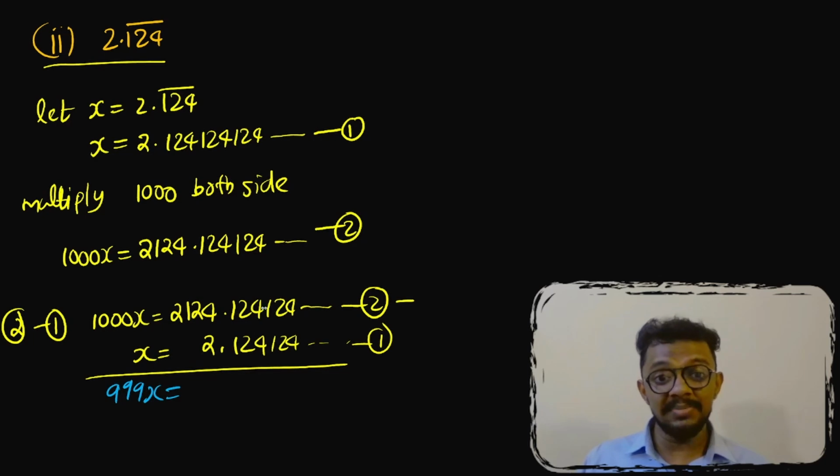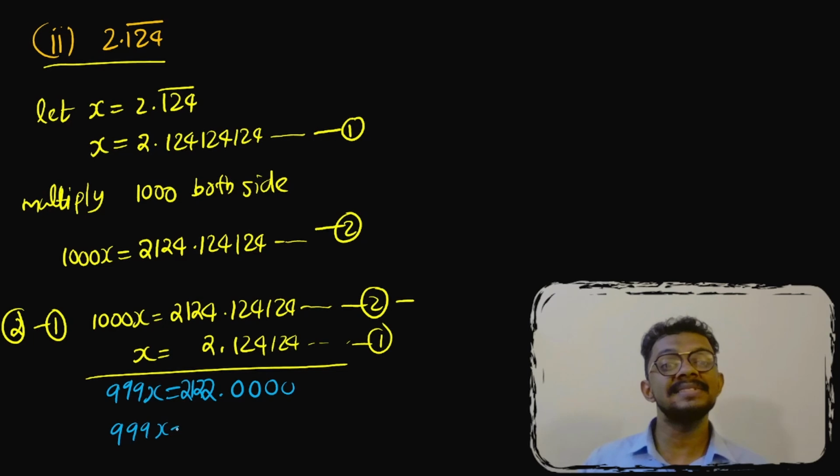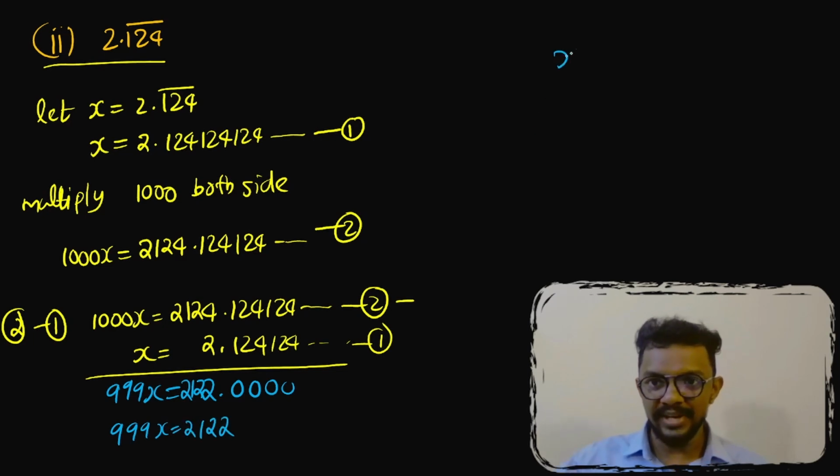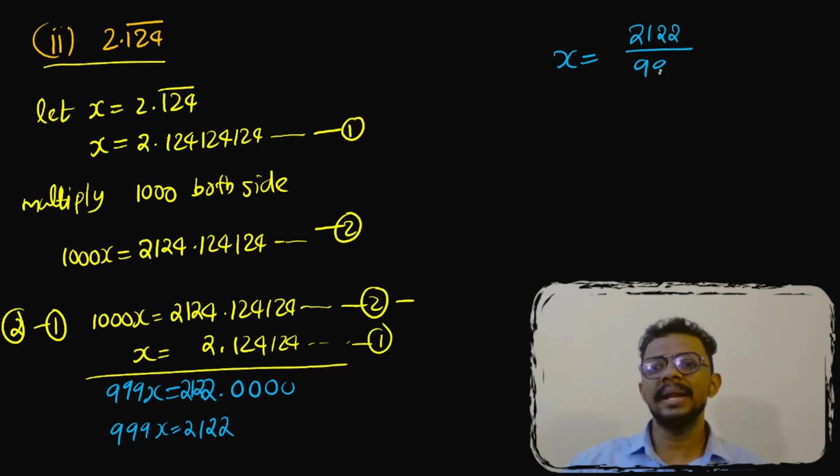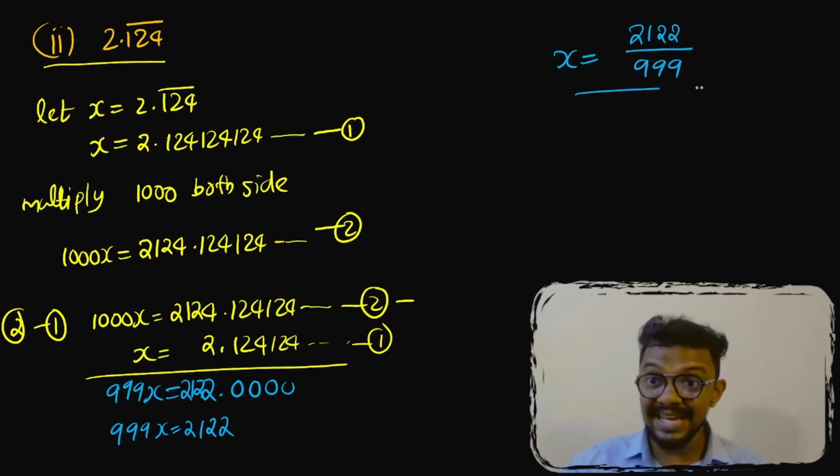Now, after the decimal 124, after the decimal 124, whatever is after the decimal gets cancelled. 4 minus 2, the answer is 2. 2, there is nothing to subtract. 2, 1, 2. Automatically 999x is equal to 2122. What is the value of x? The value of x is 2122, with 999 coming to the right side as a divisor. 2122 divided by 999 is the required answer.